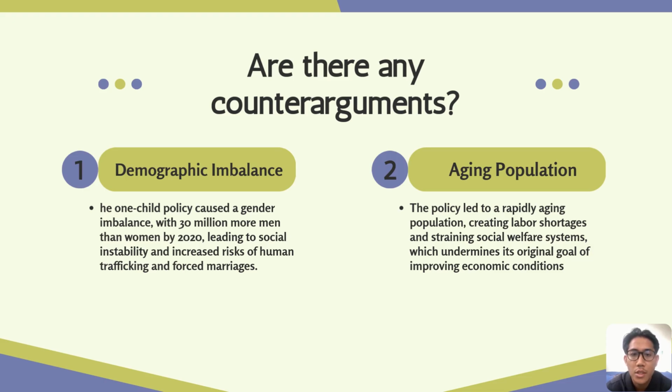So the first is demographic imbalance. The one-child policy led to a significant gender imbalance due to a cultural preference for male children, resulting in 30 million more men than women by 2020. This disparity has fostered social instability and increased the risk of human trafficking and forced marriage, undermining social cohesion.